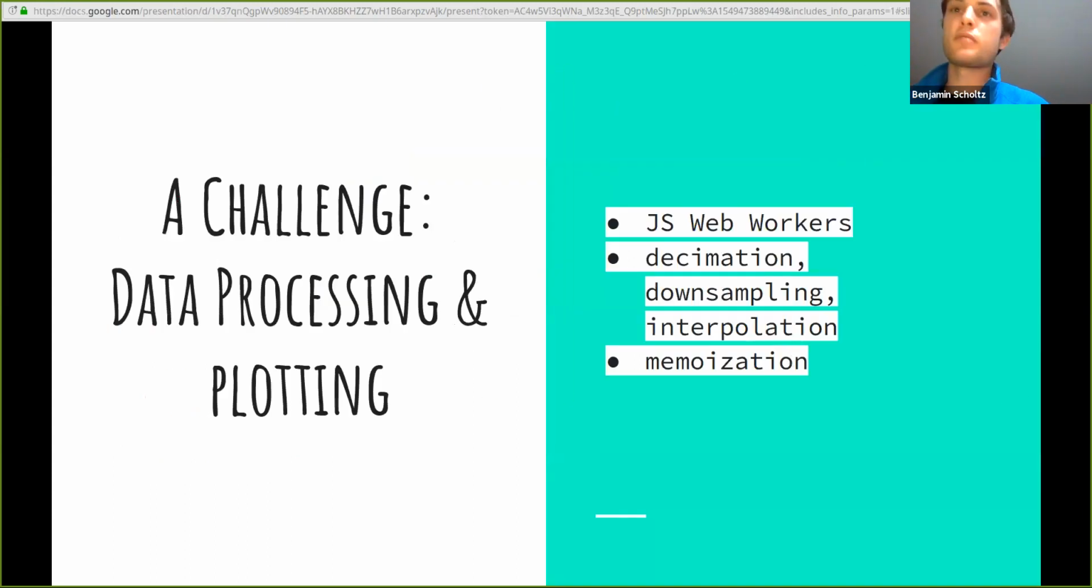So as I mentioned, one of the challenges we came across was that as soon as you start having more than about 10,000 data points, when you're processing that on the front end on a run-of-the-mill laptop, it becomes quite heavy. So we've got some JavaScript web workers in there to help ease the load, and also a few mathematical approximations like decimation and downsampling, and then interpolating between the points. And for better memory management, we've got memoization as well.